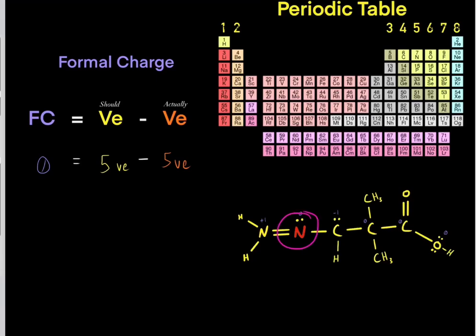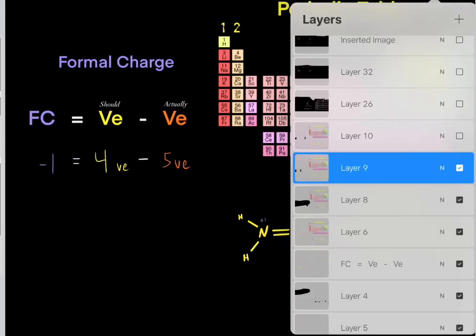Let's try another example. What is the formal charge of this nitrogen? Again, due to the location of nitrogen in the periodic table, nitrogen is supposed to have 5 valence electrons. However, if we count the number of valence electrons this nitrogen actually has, we have 1, 2, 3, 4, 5. Again, if there's a bond, the electrons are split between the atoms. However, there's a lone pair of electrons, and these electrons all belong to this nitrogen. So it actually has 5 valence electrons, and therefore the formal charge of this nitrogen is 0.